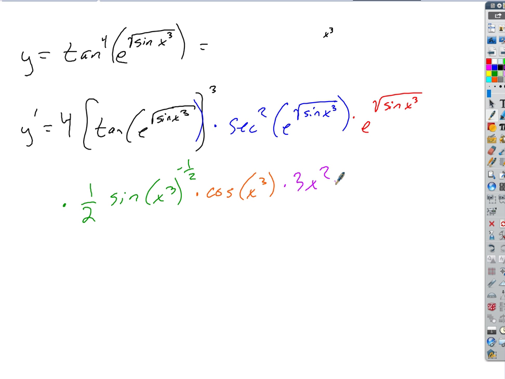Now we would just have to maybe clean that up a little bit. Right? And it's not a ton. Just put that on the bottom, put all the constants out front. You probably just get more complicated than this.